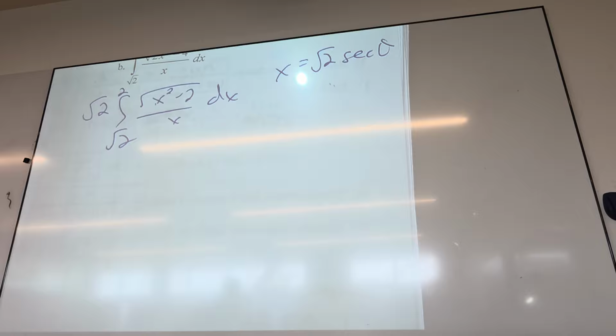Secant squared minus one. And now that's secant squared theta minus 1, which is tangent squared. So much better than the square root of that. So you have tan squared theta, and the square root, so they cancel. You're just going to have tan theta.